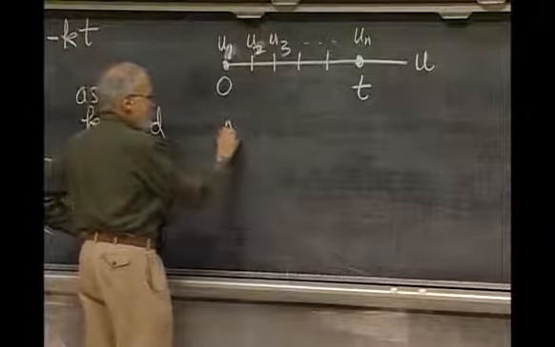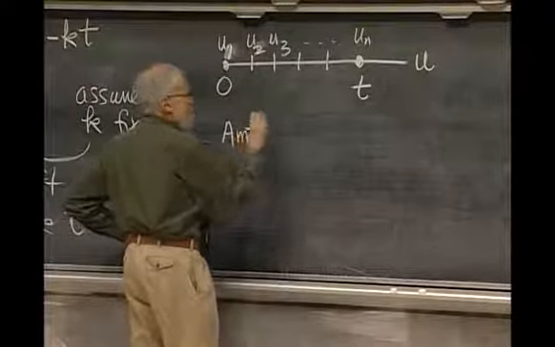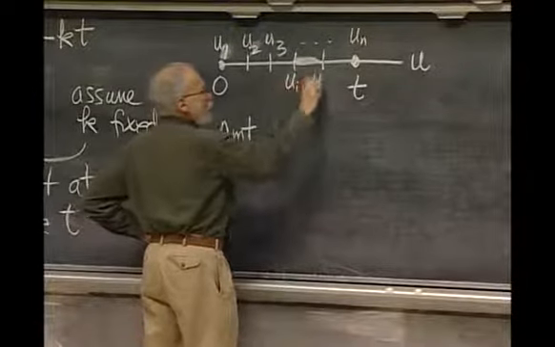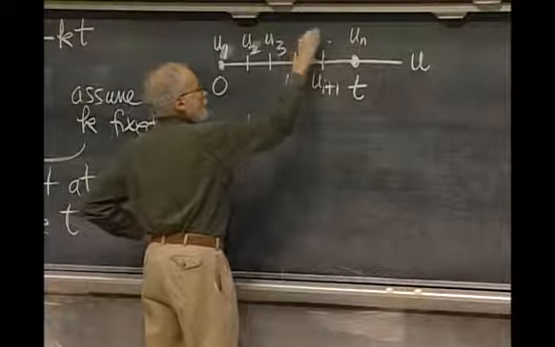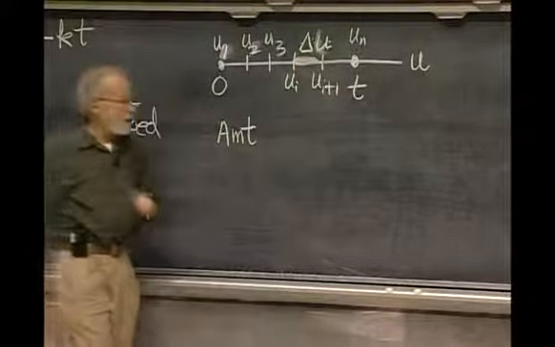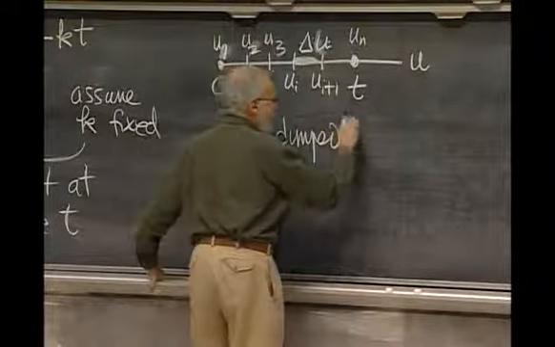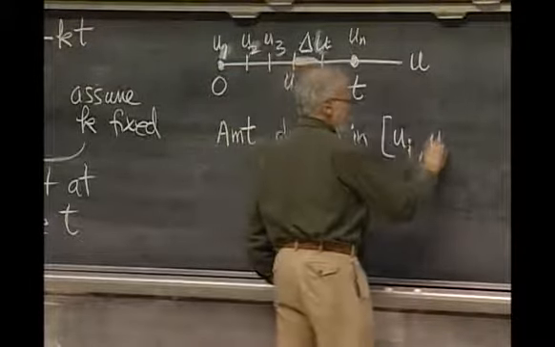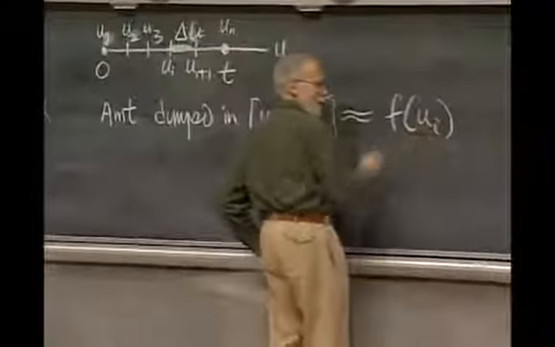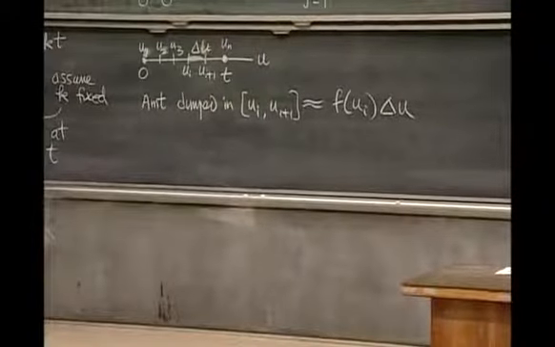Now, the amount. What I'm going to do is look at a time interval from ui to ui plus 1. This is a time interval delta u, divided up into equal time intervals. So the amount dumped in the time interval from ui to ui plus 1 is approximately f of ui, the dumping function there, times delta u. We calculated that before. That's the meaning of the dumping rate.